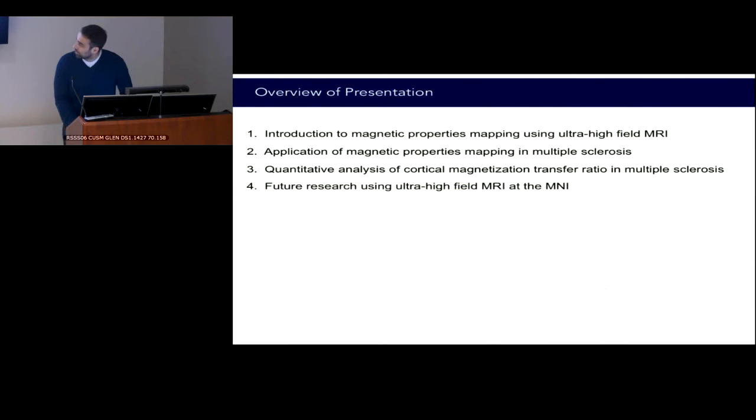This is an overview of my presentation. I'm going to give an introduction to a topic known as magnetic properties mapping using ultra-high field MRI, and then I'll discuss its application for imaging the brain in multiple sclerosis.